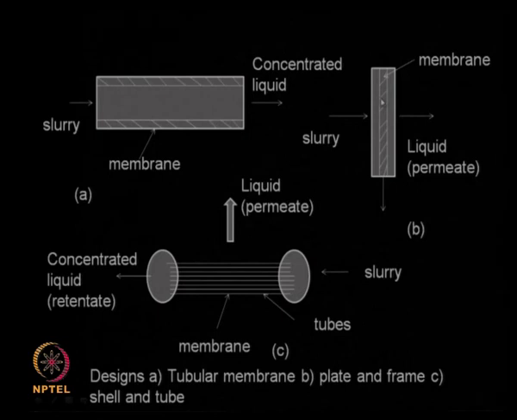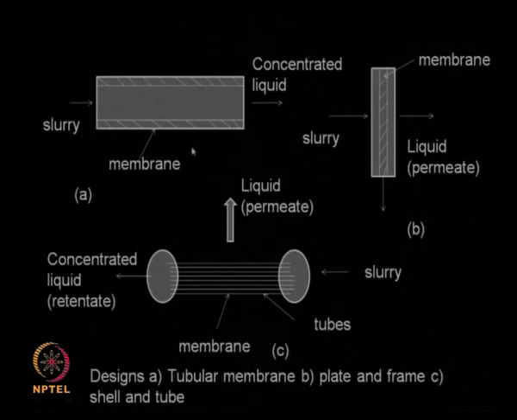If I want to replace the membrane, I will just remove these frames, I will remove this sheet of membrane, I will put another sheet of membrane. So job is quite simple. So increasing the surface area, I will put many plates and frames, that is how I increase the surface area of the membrane process.